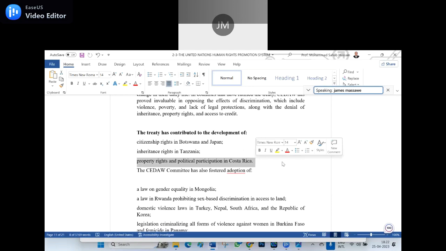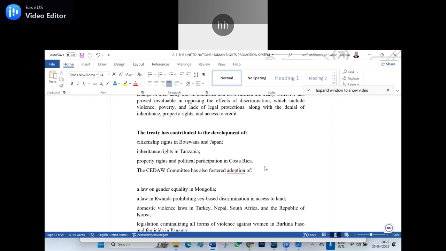in Costa Rica. James Masawe, you are supposed to sit on the peak of Kilimanjaro because your frequency or signal strength is weak, and I'm hearing a breaking voice.